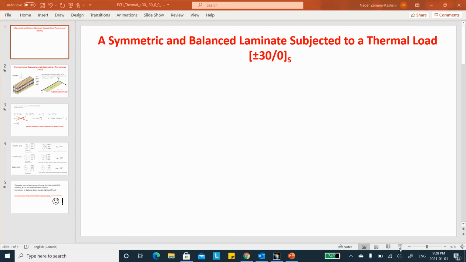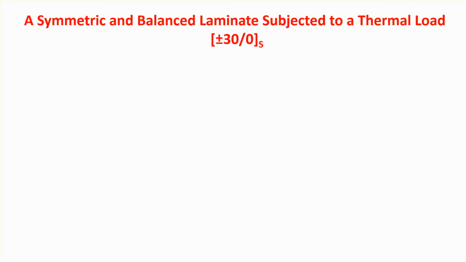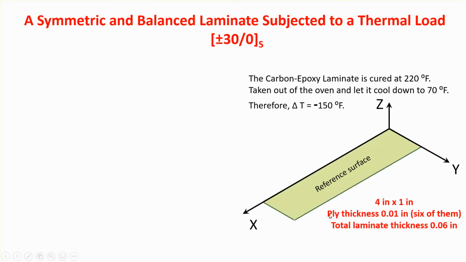Let me put this in slideshow mode. There we are. The problem that we're going to be looking at is this good old rectangular strip of 4 by 1 inches. It's made of carbon epoxy, and it's got a ply thickness of 0.01, and there are 6 plies, as you'll see.